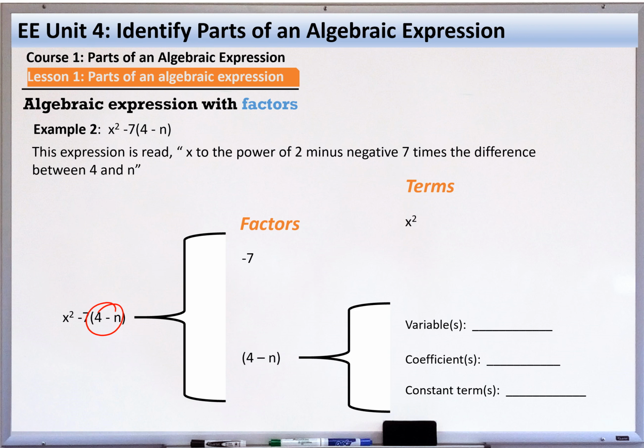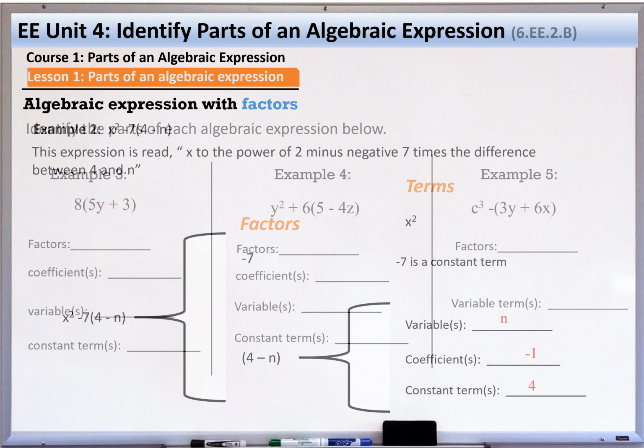What are my terms? I have the x squared term, and I have the negative 7 as my constant term, and I have this factor, which contains a variable, the coefficient. Remember, every variable has a coefficient. If you don't see it, it's either 1 or negative 1, and I have my constant term.